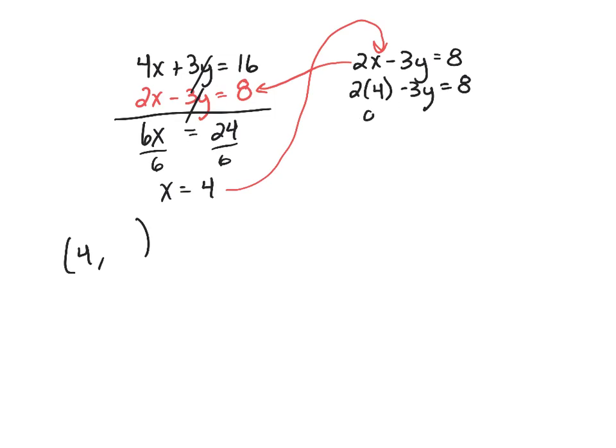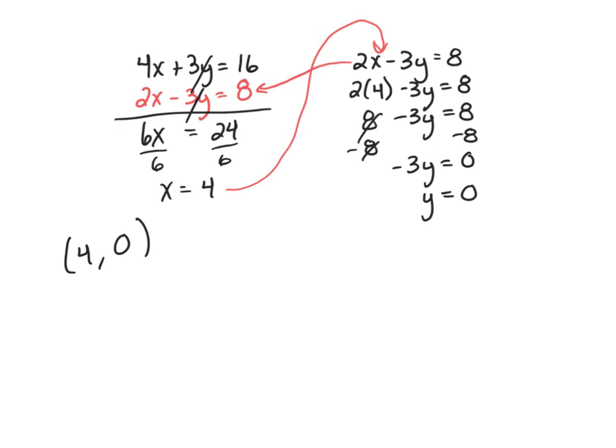So 2 times 4 is 8. Minus 3y is equal to 8. Subtract 8 from both sides of the equation. 8's cancel out. We're left with negative 3y is equal to 0. Divide both sides by negative 3. Y is equal to 0. So my ordered pair is 4, 0.